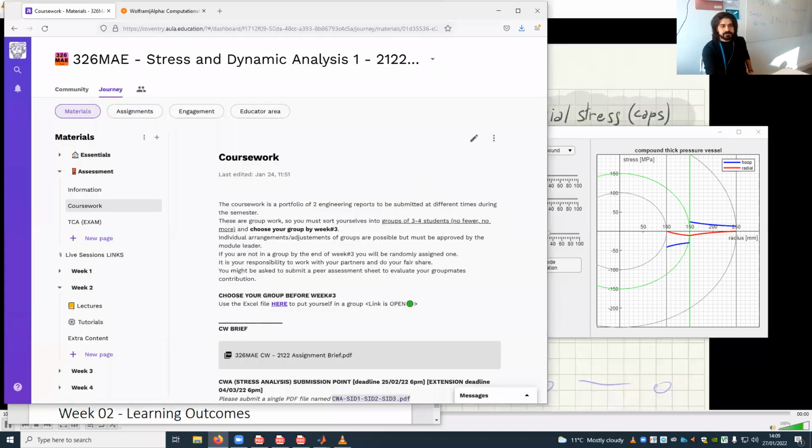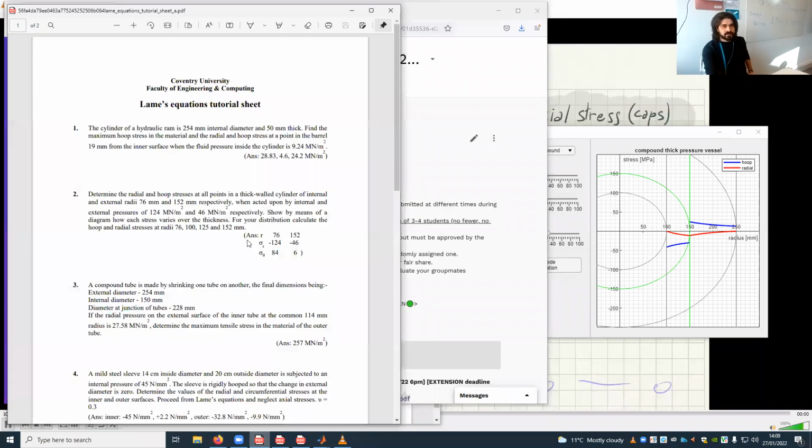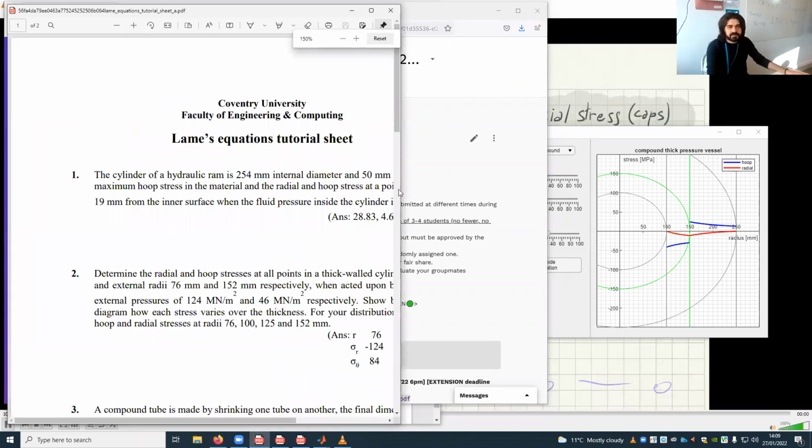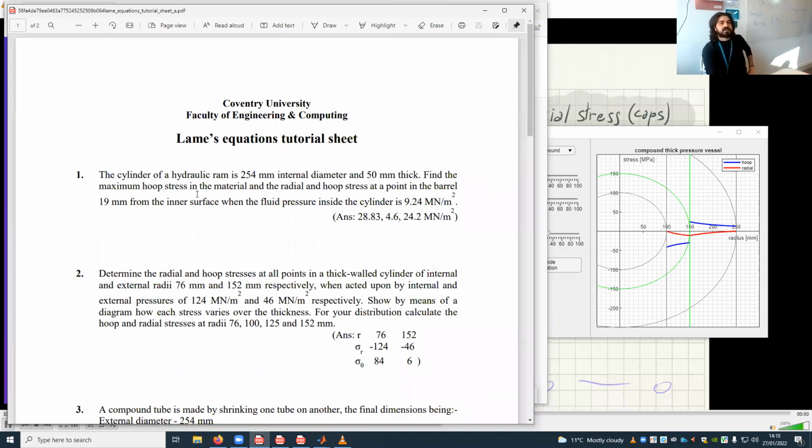All right. So let's start by solving question 1 of the Lamé equations tutorial sheet. Very easy, this is just a warming up. We have the cylinder of a hydraulic ram, which has a 254 millimeter internal diameter and is 50 millimeters thick. Find the maximum hoop stress in the material and the radial. So we want to find the maximum hoop stress in the material.